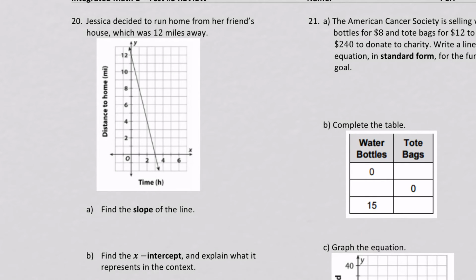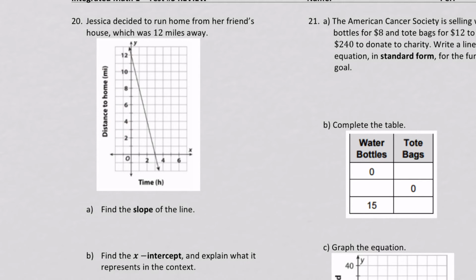All right, let's move on to number 20. Jessica decided to run home from her friend's house, which was 12 miles away. So there's the graph right there for Jessica's running home. The x-axis represents the time, and the y-axis represents her distance in miles from her house.